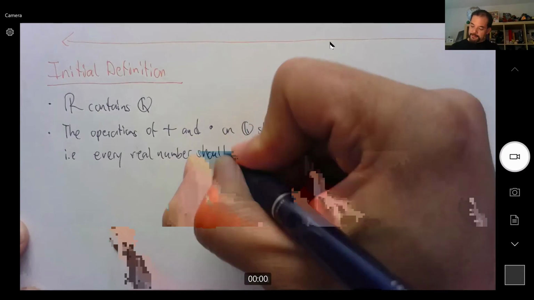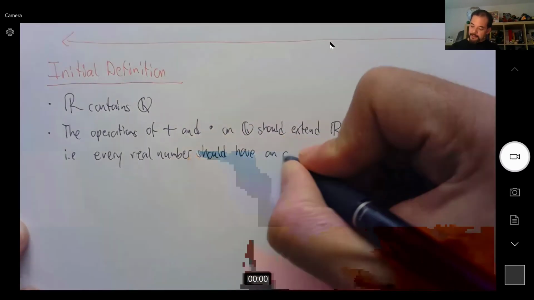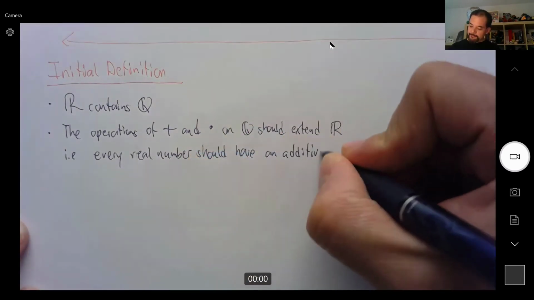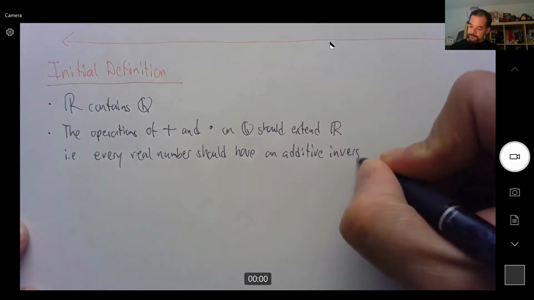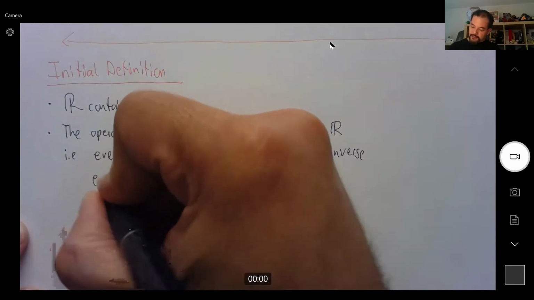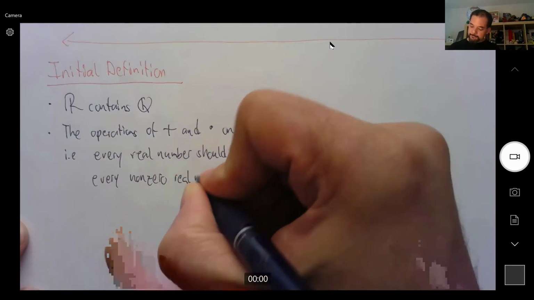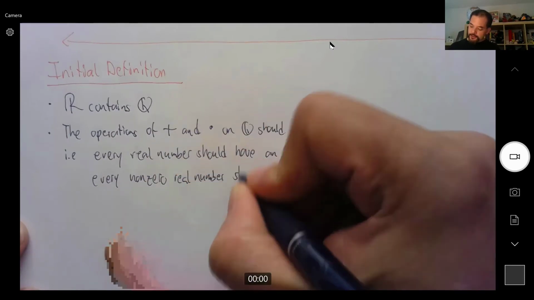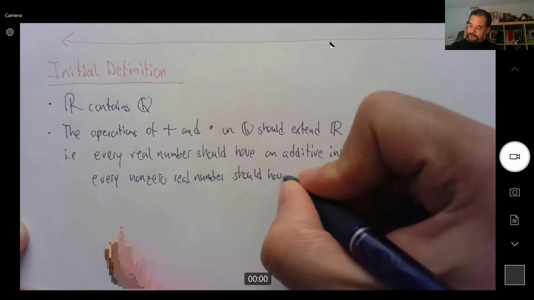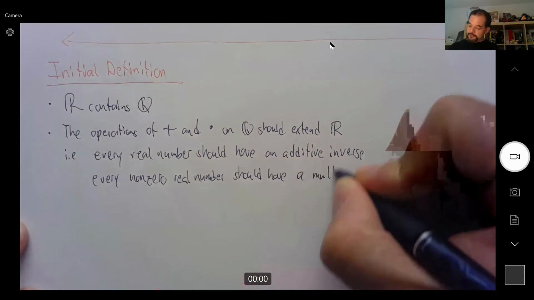So, i.e., every real number should have an additive inverse, and every non-zero real number should have a multiplicative inverse.